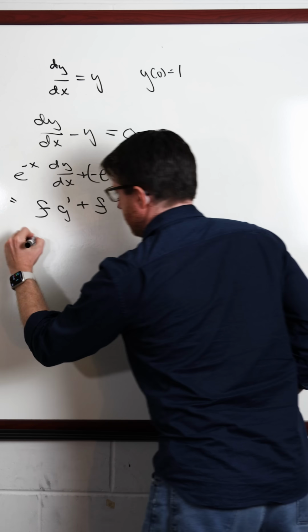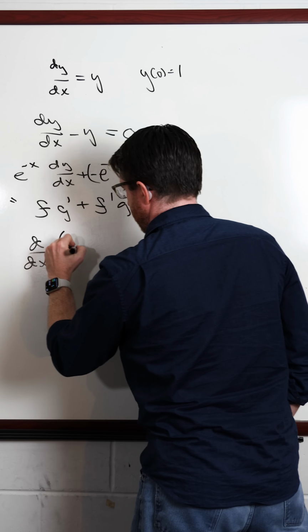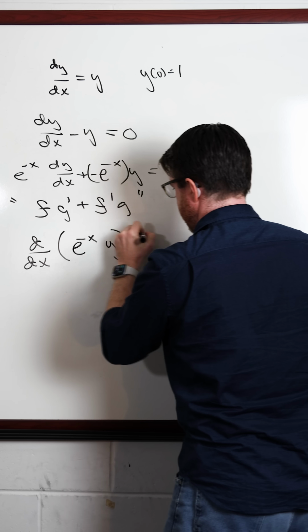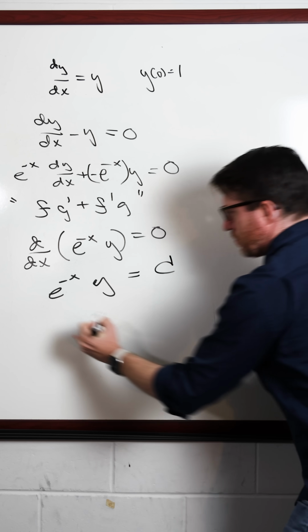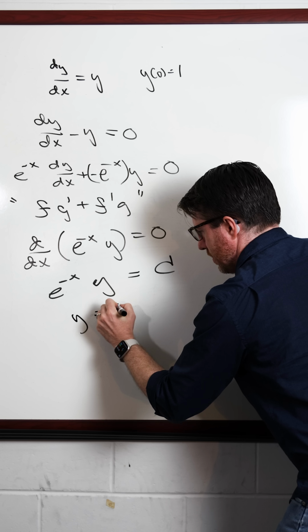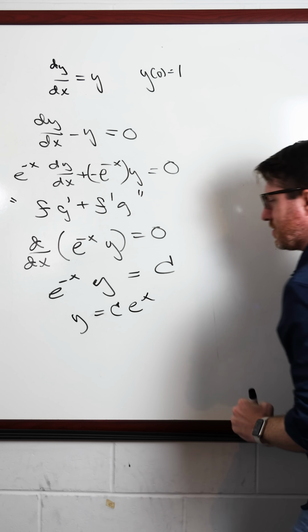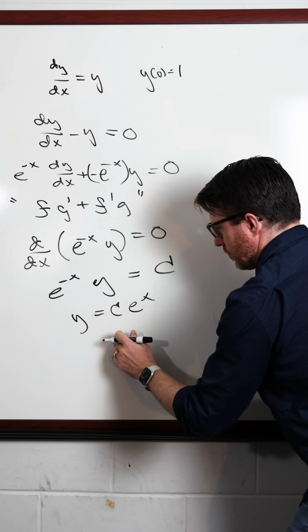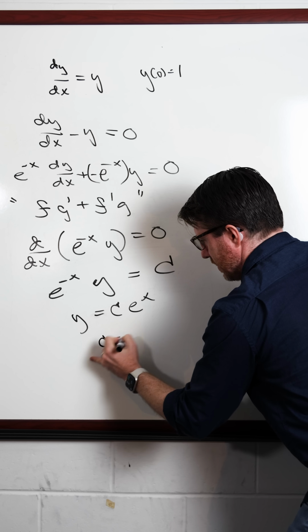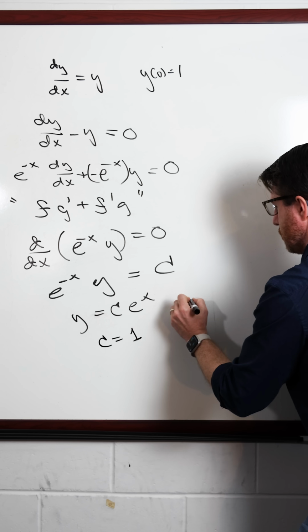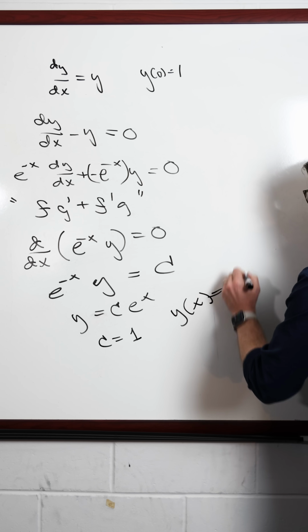And so then we get d/dx of e to the minus x times y is equal to 0. Integrate both sides and multiply both sides by e to the x. I get y is equal to c times e to the x. And if I set y of 0 equal to 1, we see that c then has to be equal to 1. And our solution then is y of x equal to e to the x.